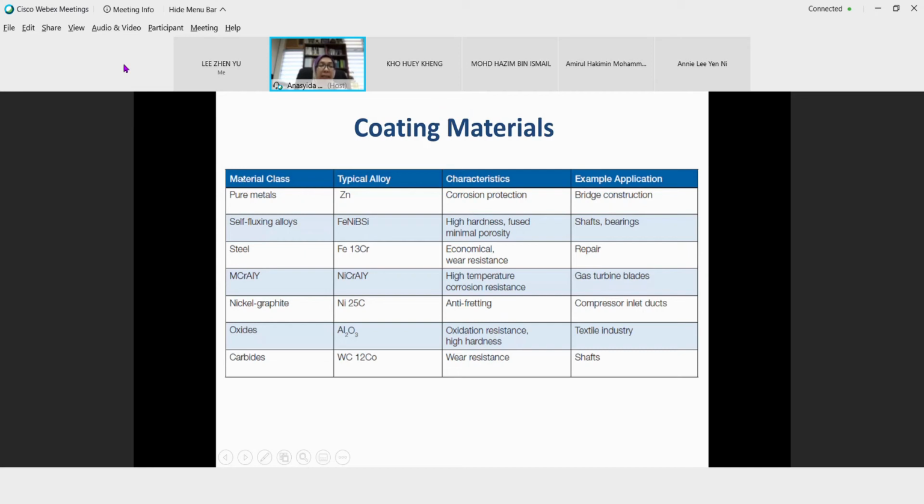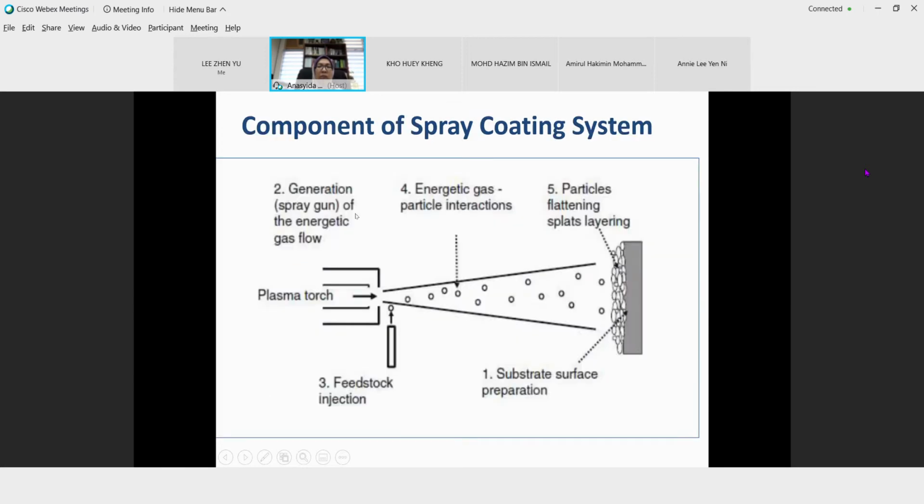Some examples of the substrate. And this is a technical slide that you use. So this is some of the characteristics and examples of application. All right, so I won't go into details on this one. Just to show you the coating material. So this is a component of the spray system.